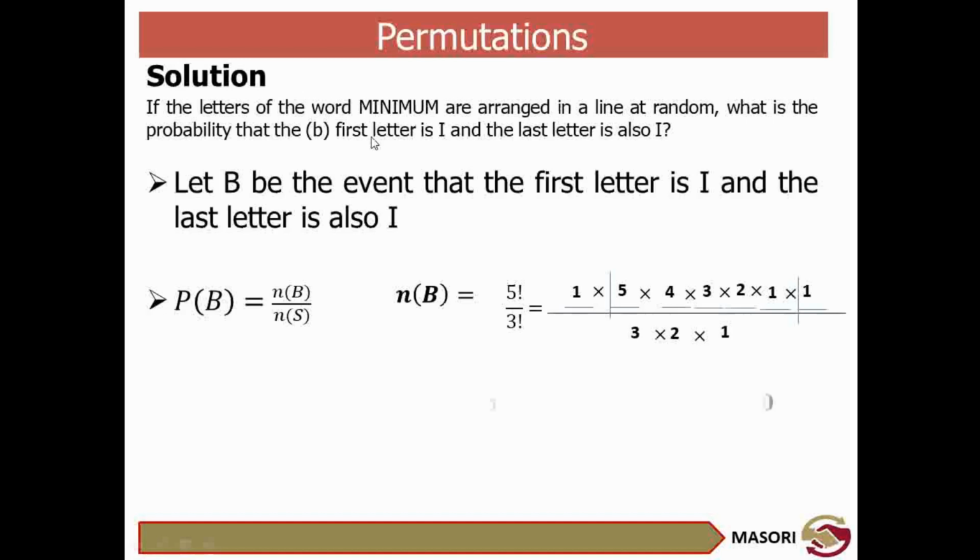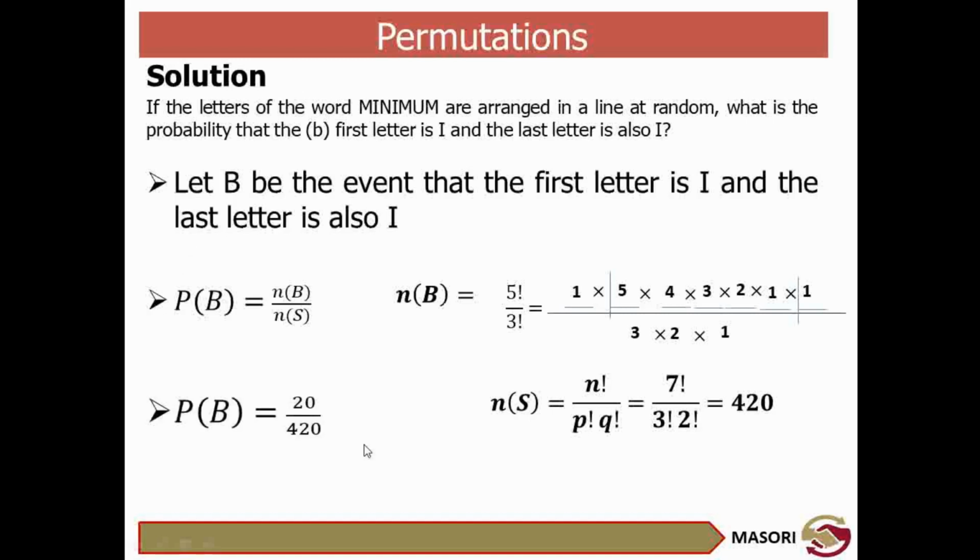Again, we go to the sample space. We note that NS is N factorial divided by P factorial times Q factorial. And we noted earlier from our previous solution that NS is 420. So if we put these in our formulas, what we'll have is probability that the first letter is I and the last letter is I is 20 divided by 420, which will reduce to 1 over 21.